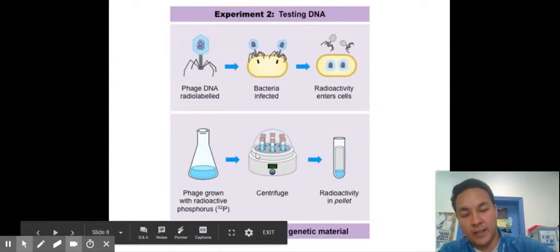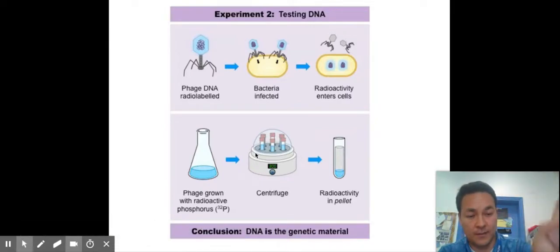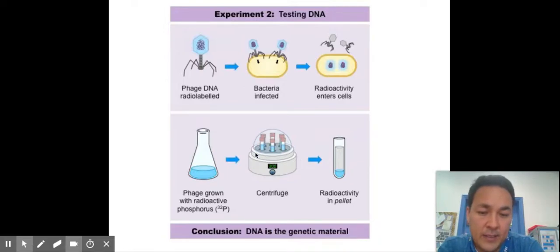When we shake off the viruses, and then spin around the test tubes with the bacteria and the liquid in it, we find that at the bottom, where it's more dense, where the cell debris is, that is where the radioactive phosphorus is. In other words, students, the viruses infected the bacteria and injected their radioactive phosphorus in there. And since they're injecting the items needed to make more viruses, we know that they're injecting DNA, and we know that DNA is the genetic material for heredity.